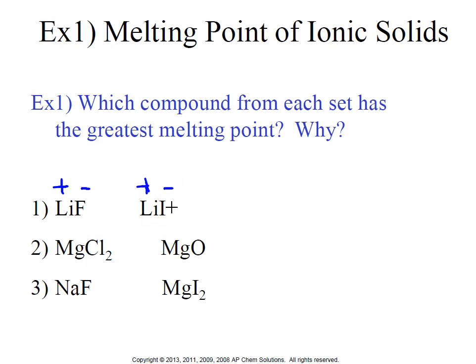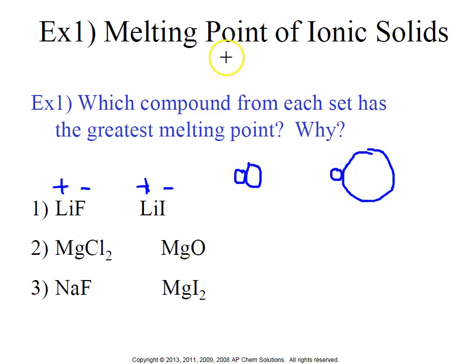So the charge is not really playing a role in one of them having a stronger bond than the other. What about the size or the distance between them? Lithium, for both of these, is going to be a fairly small cation. But what about fluoride compared to iodine? If we look at the periodic table, fluoride is near the top, so it's going to be pretty small, compared to iodine, which is going to be much larger.